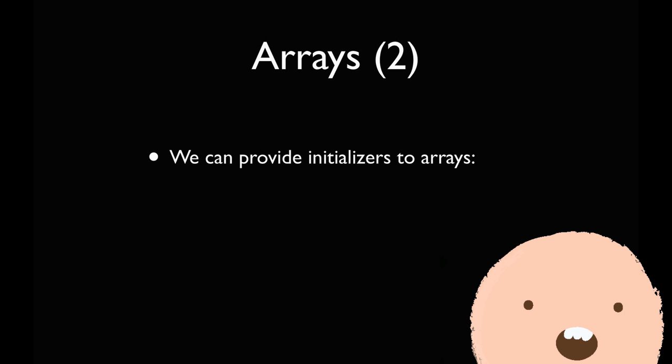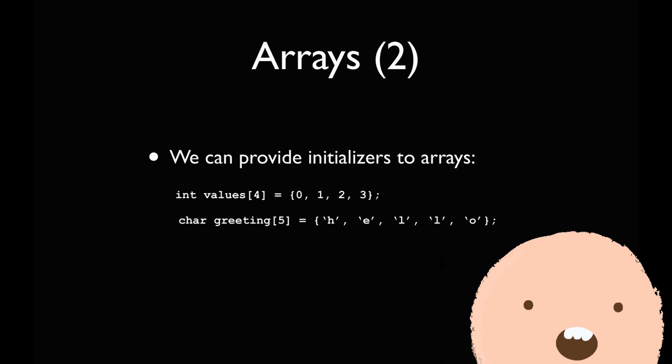We can also provide initializers for our arrays. So for example, my int values with 4 elements, I could assign it an initializer by including a list of comma delimited integers in between a left and right curly brace. Similarly, I could define an array of characters along with an initializer. So here I have the word hello spelled out as character literals, again in between the curly braces.